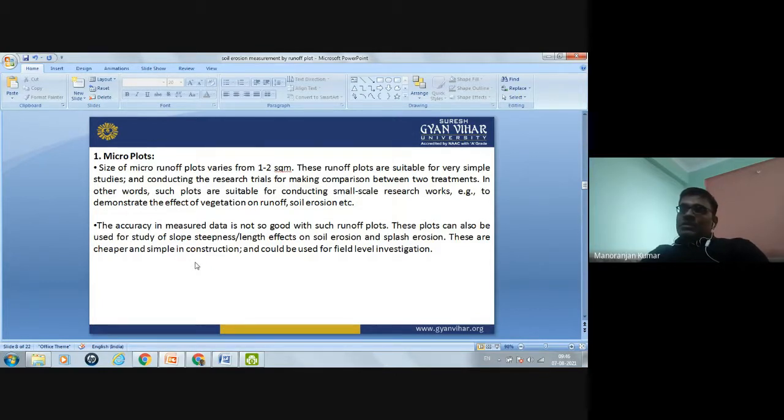In other words, such plots are suitable for conducting small scale research work. For example, to demonstrate the effect of vegetation on runoff or the effect of vegetation on soil erosion. So all these things you can check, but the accuracy in measured data is not so good with such type of runoff plots.